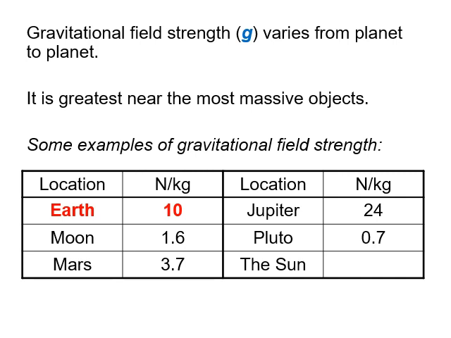strength than us. Pluto, which is a really small little planetoid, it's 0.7 newtons per kilogram. And the Sun, which is a bit bigger, okay, a lot bigger than the Earth, is going to be 270 newtons per kilogram. It's about 27 times larger than the field strength of the Earth.